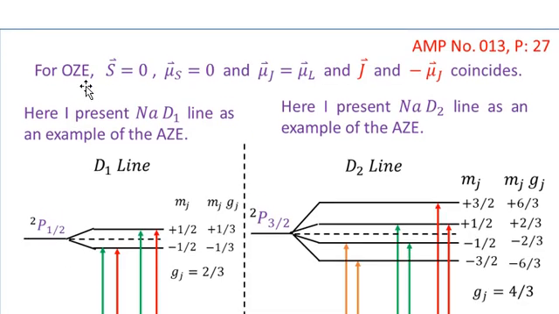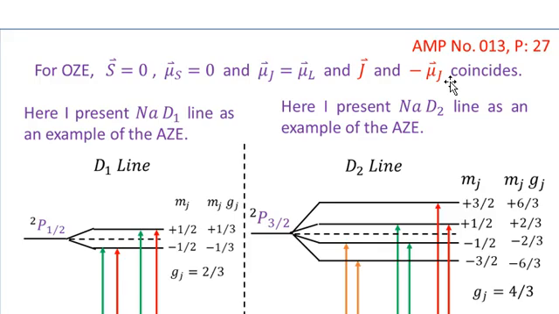For the ordinary Zeeman effect, the spin magnetism is zero. That is, both spin angular momentum and spin magnetic moment are zero. And of course, mu J, which is the total magnetic moment of the atom, will be determined only by the orbital magnetic moment of the atom. And mu J will be equal to mu L, and capital J and minus mu J coincide. In case of the ordinary Zeeman effect, J and minus mu J both coincide.